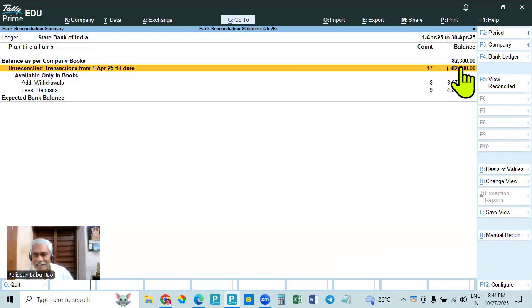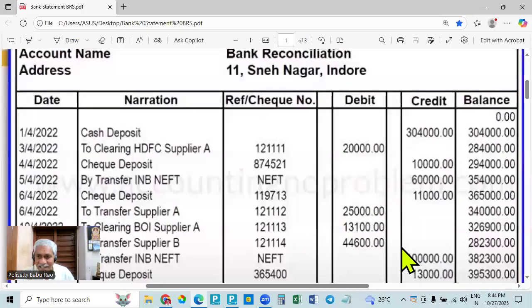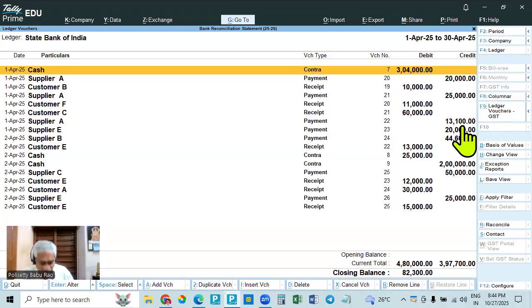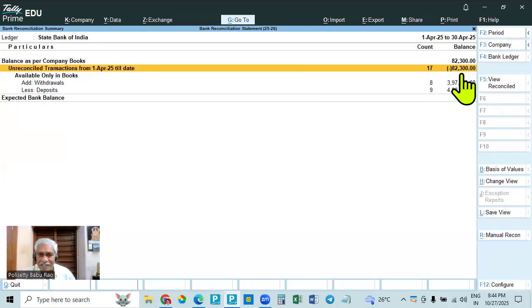Here, in our book, we created the withdrawals. Credited means reduce the debit balance, so add them back. And debited means deposits; if debited, we increase the balance, so reduce now. So less deposits. If you take that, the net amount will be the balance of the bank.